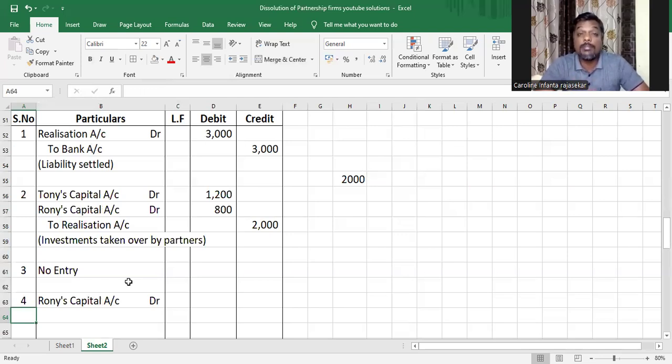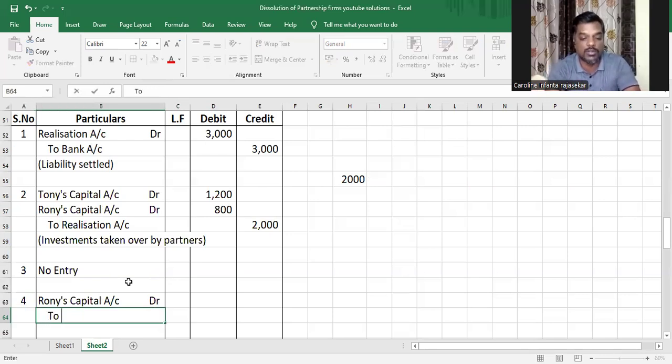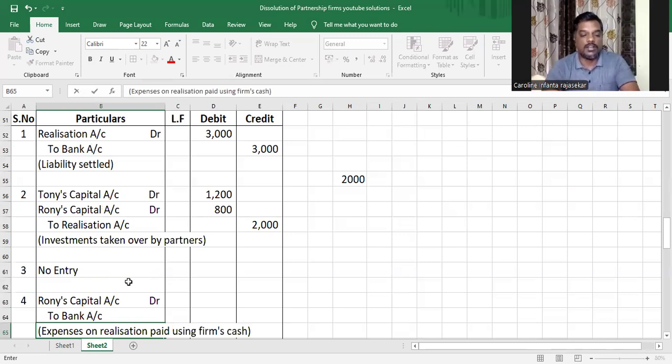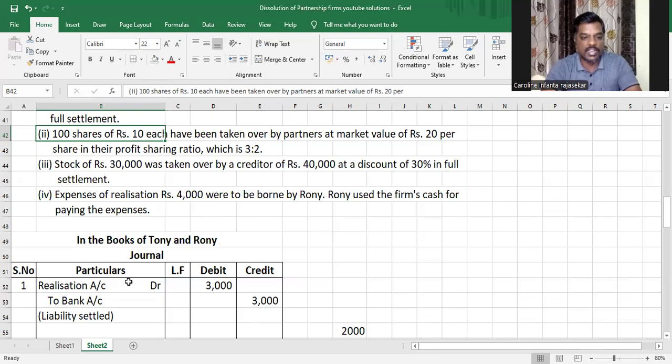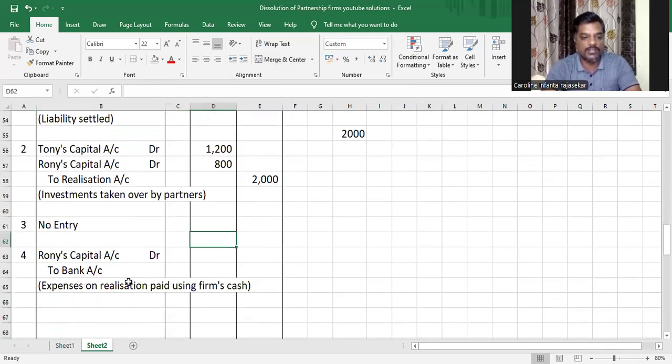What happened? Rony paid using the firm's cash. The firm's money is going out. And whenever the firm's money is going out, bank account will be credited. So the journal entry is to bank account. Expenses on realization paid using firm's cash. And the amount is given in the question directly. It is 4,000. So we'll write 4,000 here. That's all, my dear children. See how simple it was. It will fetch you 4 marks in no time in the board examination.